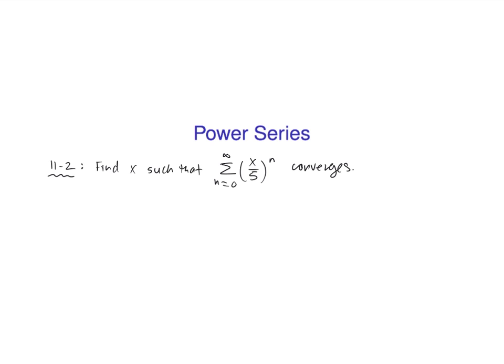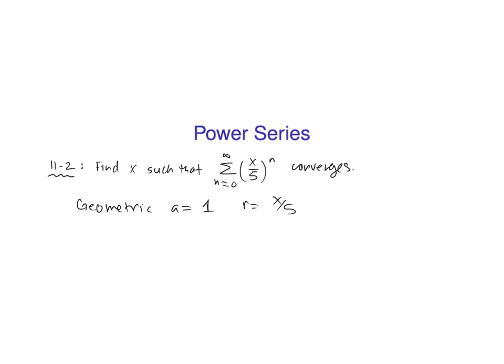Okay, and so how did you do this one? Yeah, so specifically, what kind of series is this? Because you're on the right track. This is a geometric series, right? So this series is geometric. What's the a and what's the r? A is 1. R is x over 5.